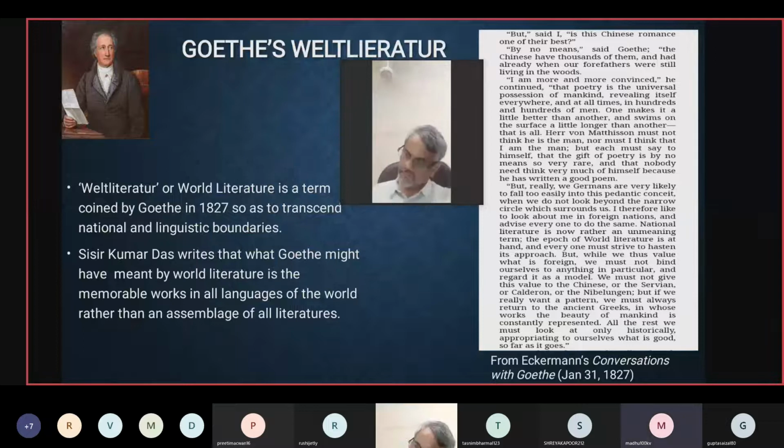Then Das talks about the comparatist. What are the aims of the comparatist? And are they in some way similar to what Goethe's aim was? Can we say that the comparatist has the same aims as Goethe when he spoke of world literature? And the answer is not exactly, because what the comparatist tries to do is study the relationships, the resemblances, and the differences between.